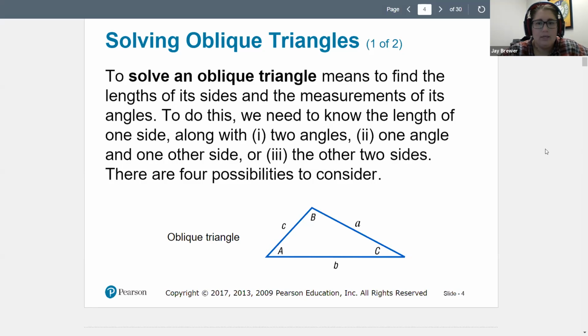So go ahead and write that down. You can just kind of write it in your own words. I would definitely draw out the oblique triangle. Make sure you know that you're working with items that are not including a right triangle.